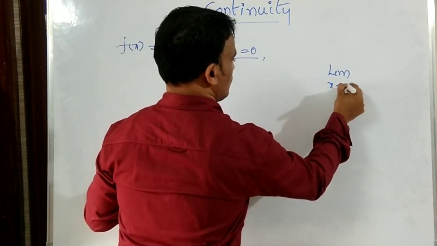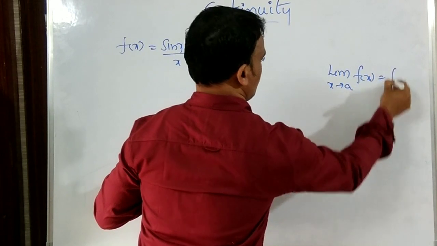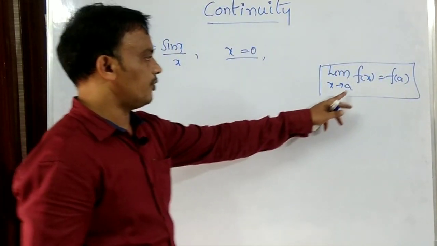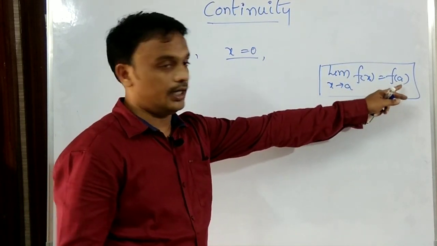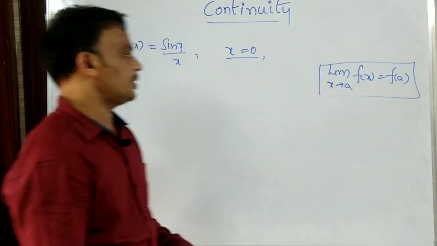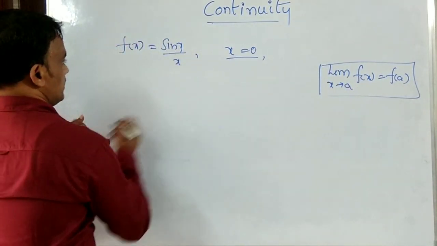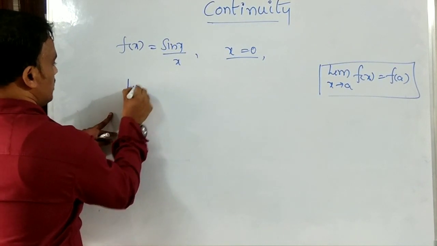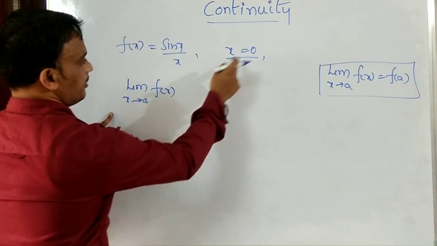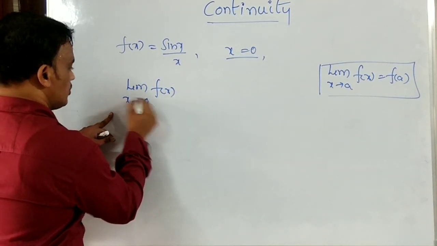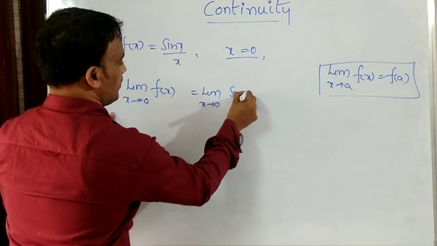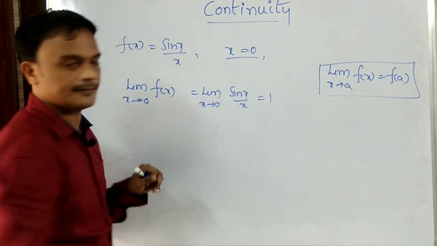Limit x tends to a, f of x is equal to f of a, right? When x is replaced by a, then we can say f is a continuous function at that particular point a. Here, limit x tends to a of f of x. Now my particular point is 0: limit x tends to 0 of f of x. That means limit x tends to 0 of sin x by x, whose value is 1.